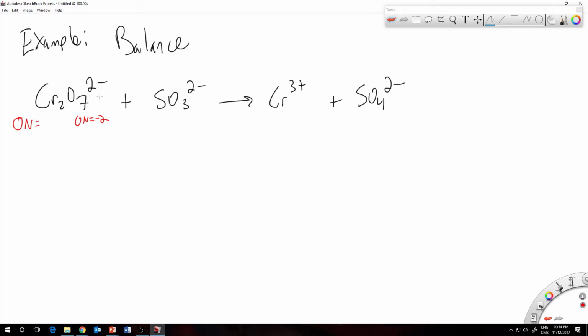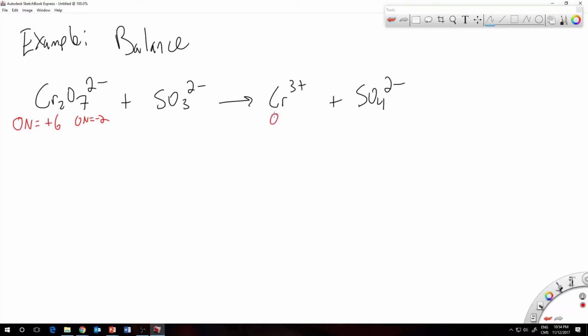Chromium, well, we need a total charge of 2 negative. The oxygens are providing a charge of -14. So the chromiums have to provide a charge of +12. And because we have 2 chromiums, each of them gives a charge of +6.